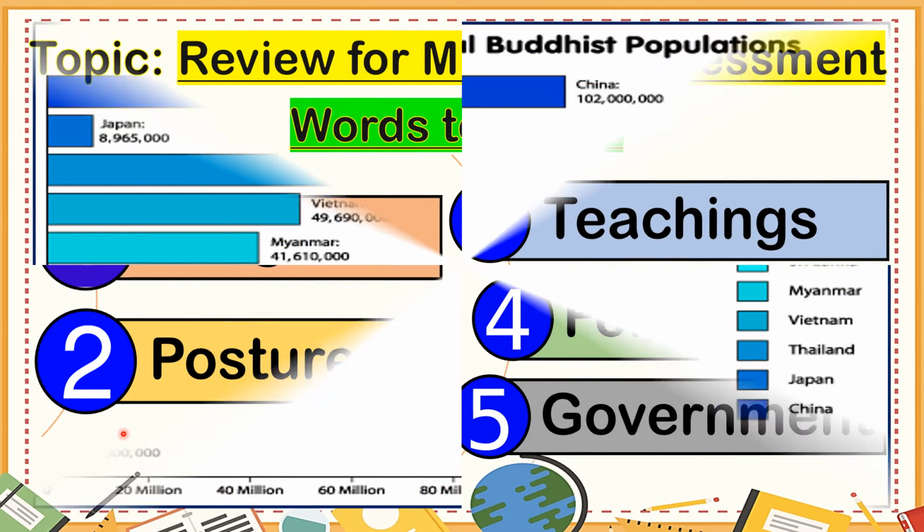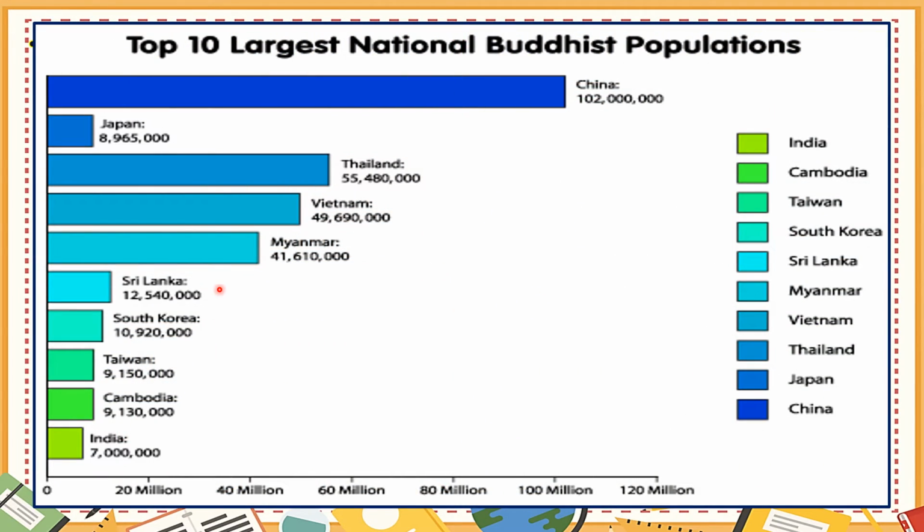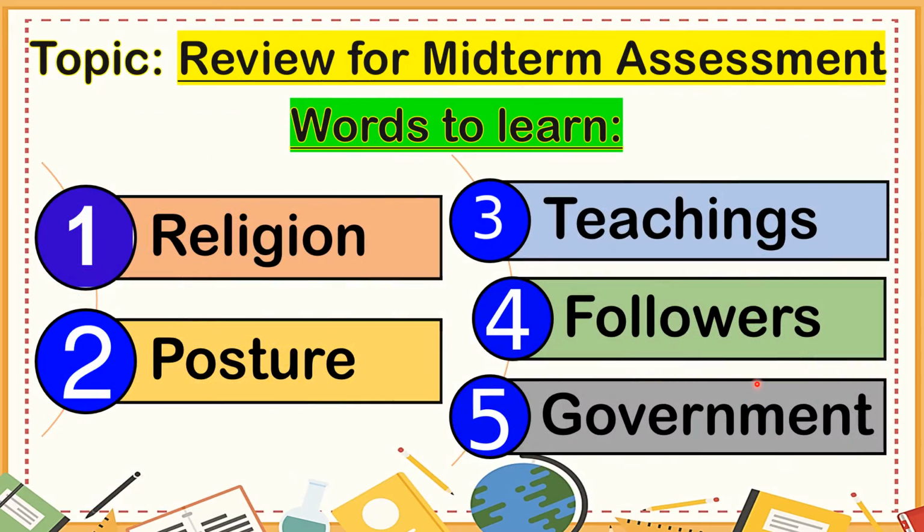Now, what do you mean by the word follower? Follower means the believer of a certain religion, class. And these are the top 10 largest national Buddhist populations: India, Cambodia, Taiwan, South Korea, Sri Lanka, Myanmar, Vietnam, Thailand, Japan, and China.